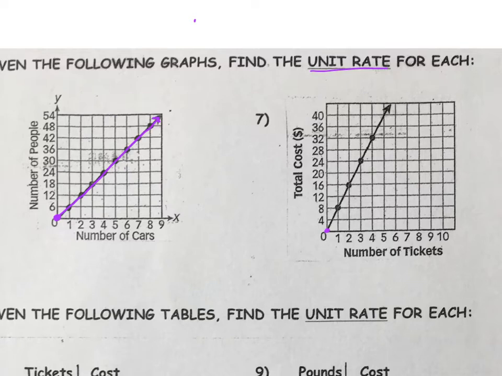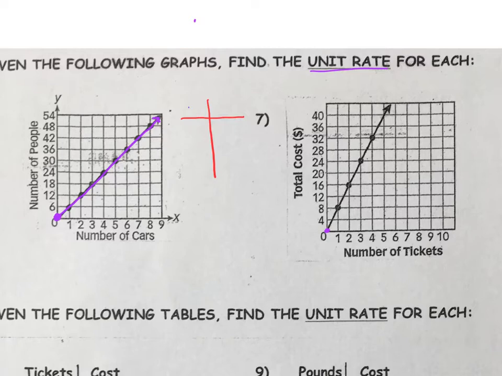So here's my suggestion. Anytime you're given a graph and you're asked to find a unit rate, it's important to organize your information. Let's create a small t-table next to the graph. It doesn't have to be very big. We don't have to prove the graph is proportional.